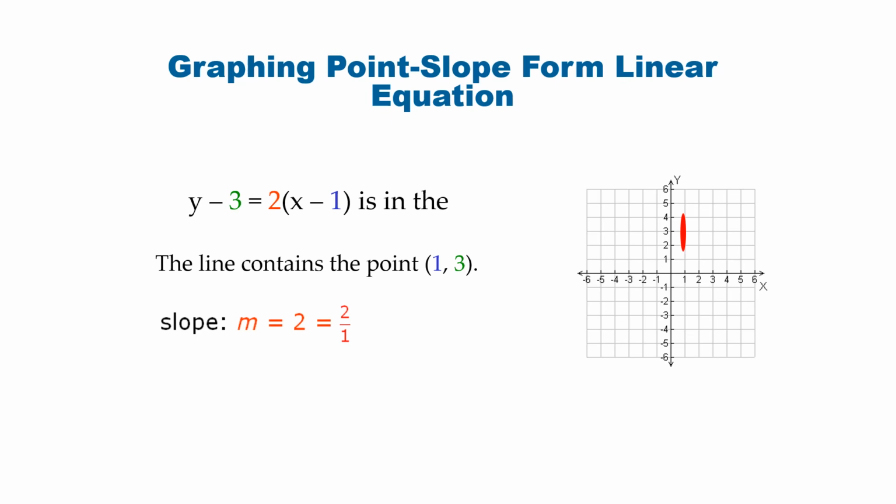How can I use the slope? The slope equals rise over run. Rise here is 2, then you have to move up 2 steps, and run is 1, but run means moving left or right. The slope is positive, that means we have to move right 1 step, then locate the new point, and join the first and last point. Now you have the line that is represented by the equation y minus 3 equals 2 times x minus 1.